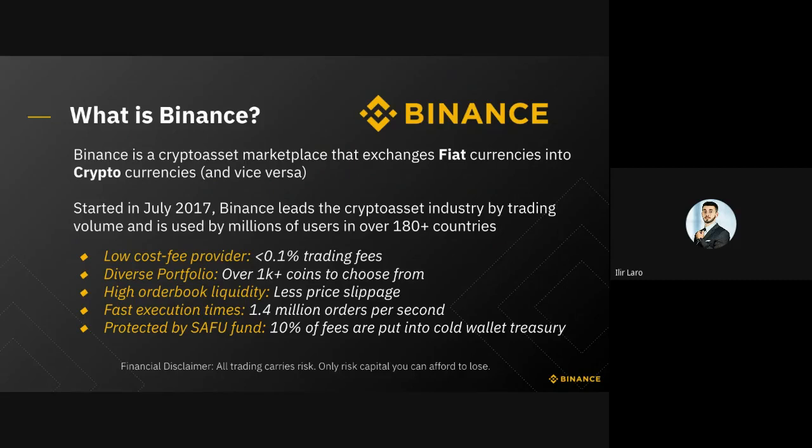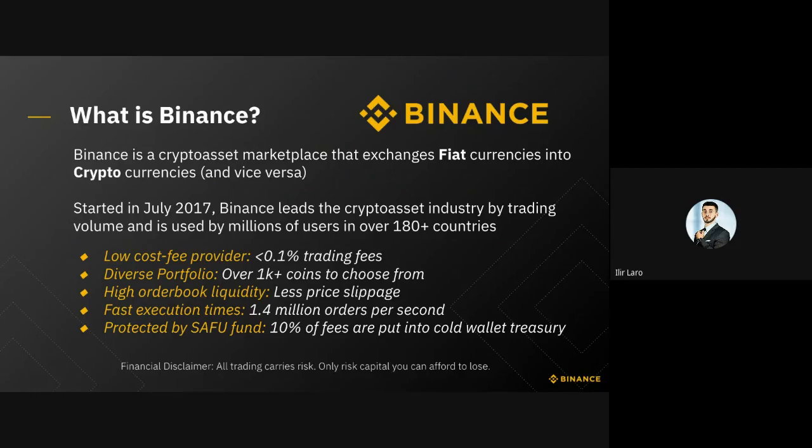We offer a diverse portfolio of coins to choose from, over 1,000 coins. It's mainly the reason why people pick us, because they access such a variety of different assets. We also have high order book liquidity. Now, this is something for the more advanced traders, but essentially this means that we give less price slippage for high volumes of trades.